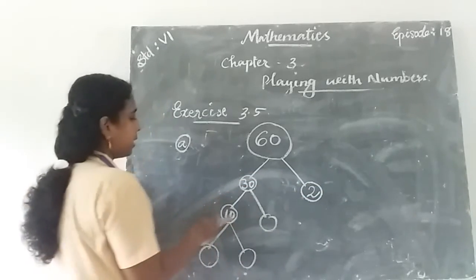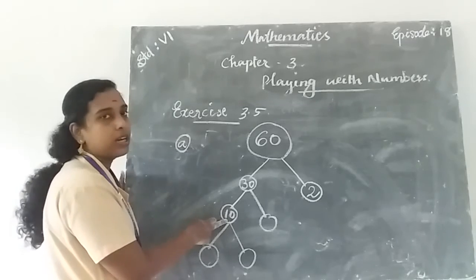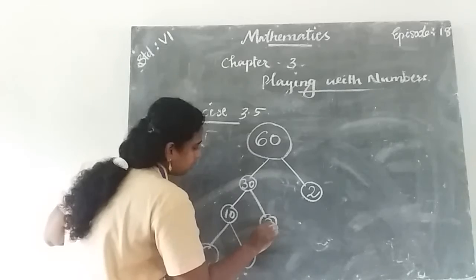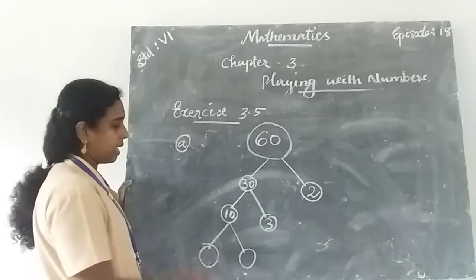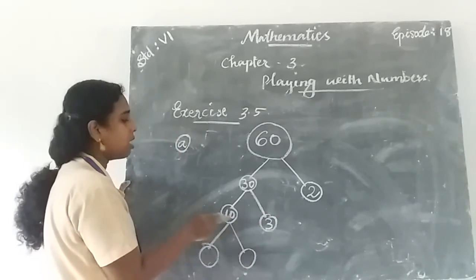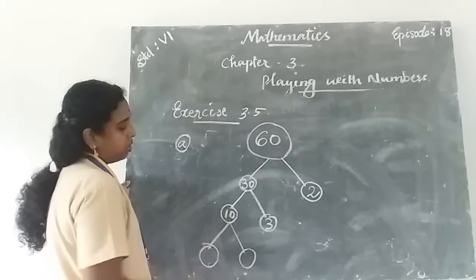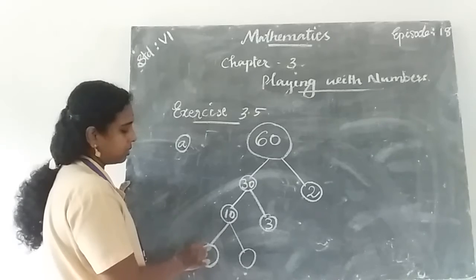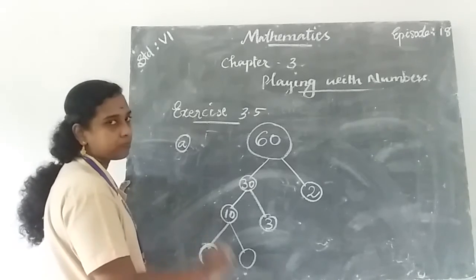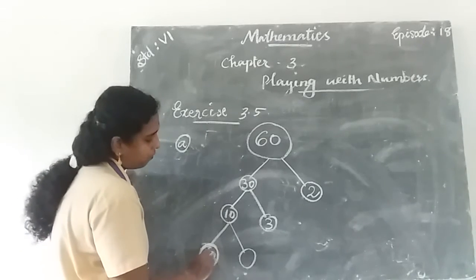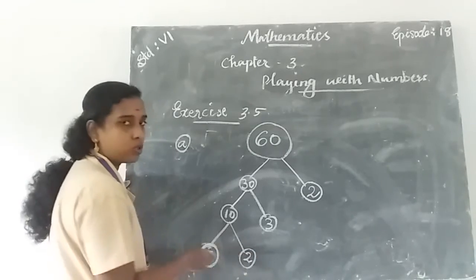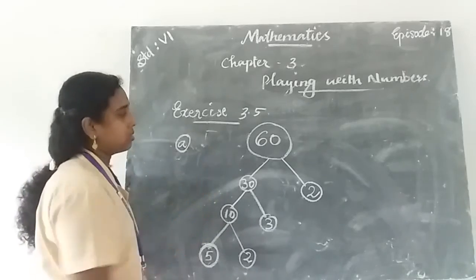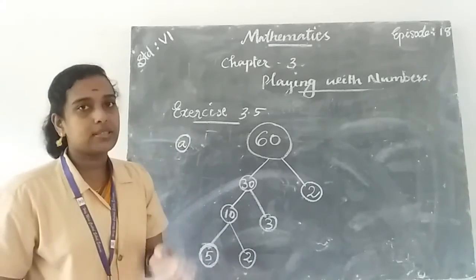And here 30. 30 can be written as the product of 10 into 3. 10 into 3, we get 30. And here 3 is a prime number, so we stop here. Then 10. We multiply two numbers to get 10. These are the two numbers: 5 into 2 or 2 into 5. And these are prime numbers, so we stop here. This is the factor tree of 60 in 2 ways.